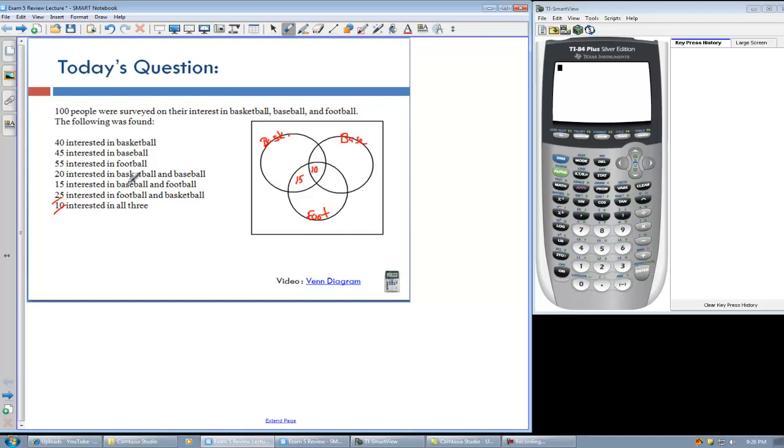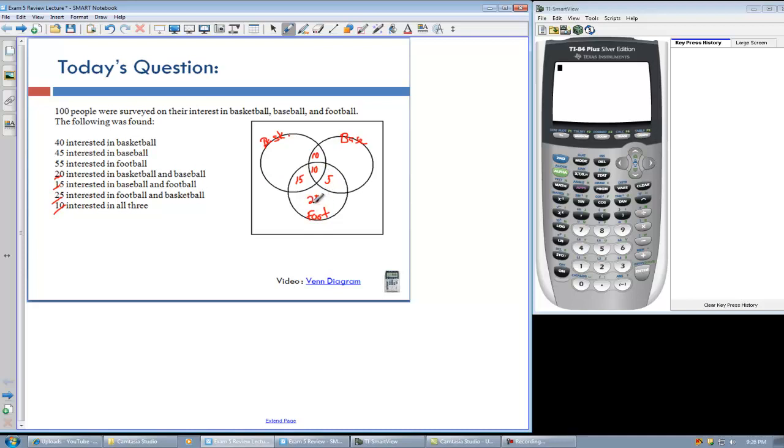We did that one. 15 are interested in baseball and football. So we have 15, right, within this region. We already counted 10, so we put 5 there. So we counted those. And then 20 are interested in basketball and baseball. So here's basketball and baseball. And we have 20. We've already counted 10, so we put 10 there. And then 55 are interested in football. So that's 15, 10 is 25, 30. And so we have 55, so we put 25 here.